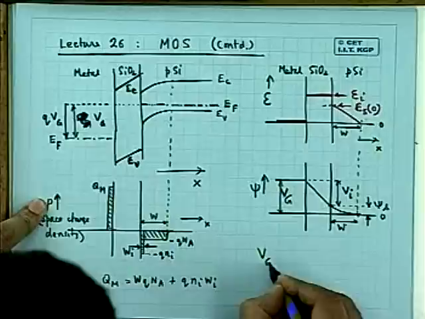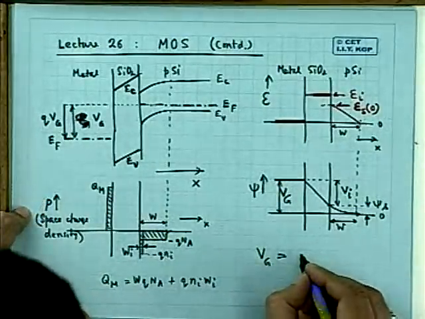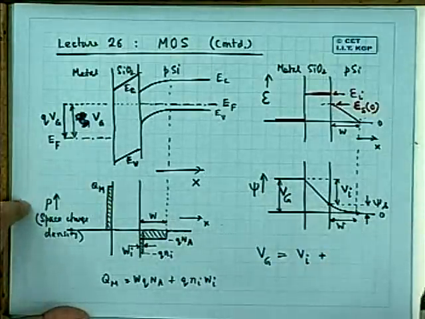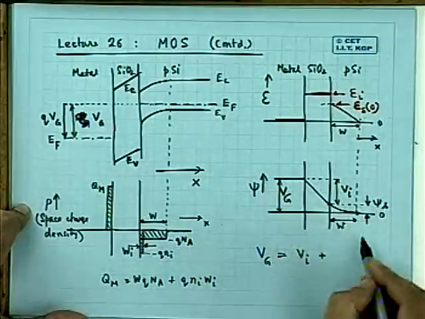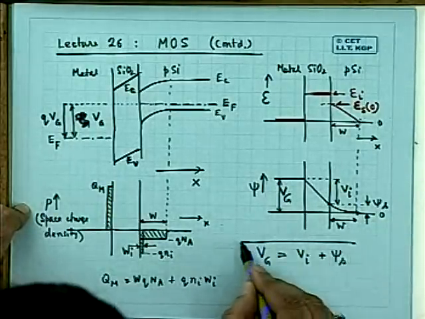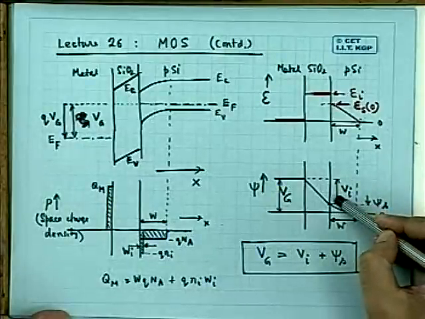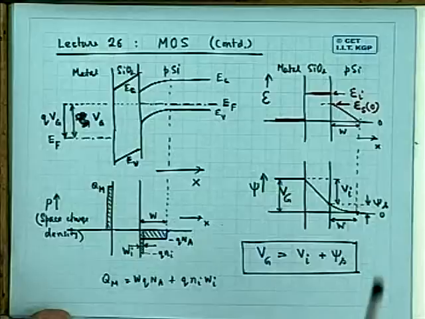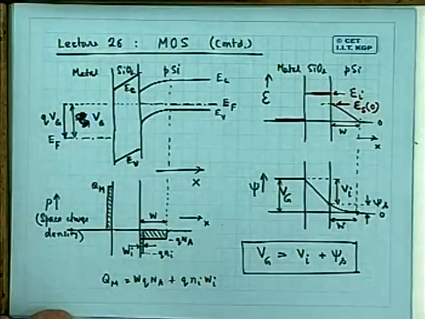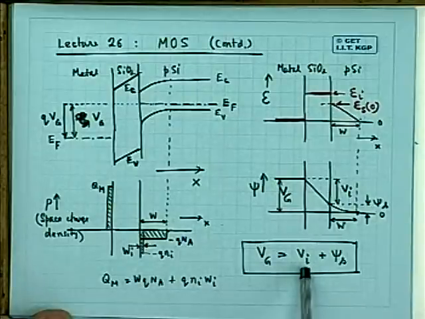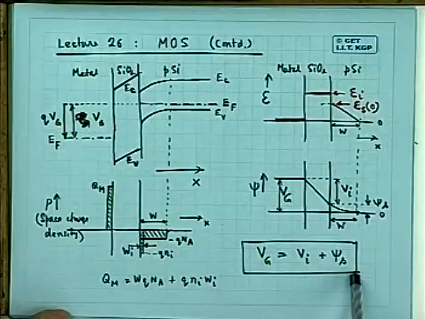So the total applied voltage Vg at the gate with respect to the substrate is a sum of two components. One is the voltage across the insulator, and the other is the voltage across the semiconductor surface, that is the potential at the surface with respect to the bulk, which is called the surface potential. It's a very, very important equation. The voltage applied at the MOS gate with respect to the substrate is a sum of two components: one across the oxide or insulator, which I call Vi, and the other across the semiconductor induced depletion layer just below the surface, called the surface potential. So Vg is the sum of the insulator voltage and the surface potential. This is a very important equation for MOS.